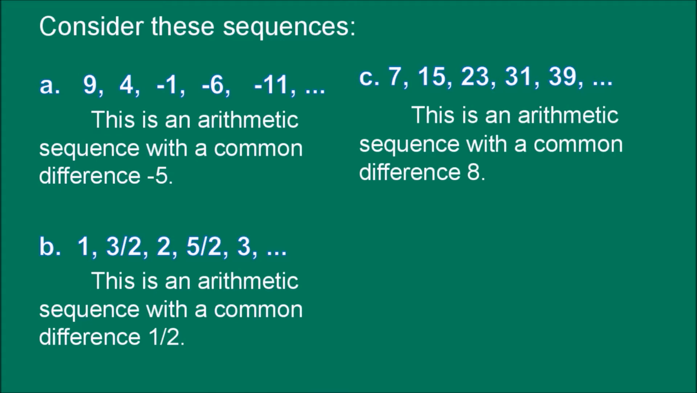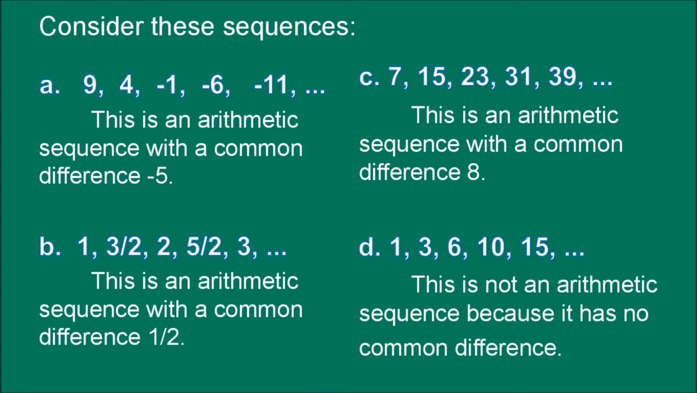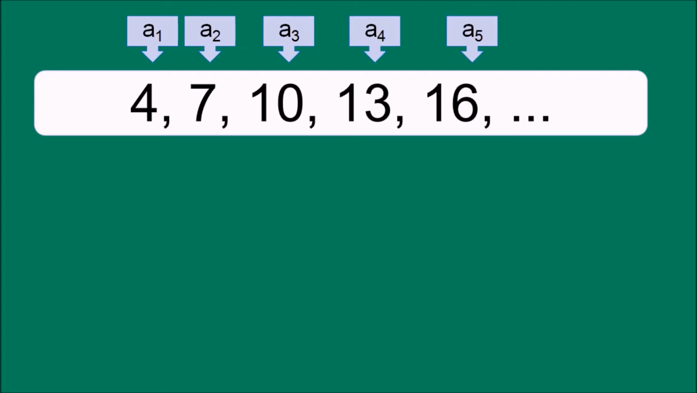And sequence D: 1, 3, 6, 10, 15 is not an arithmetic sequence because it has no common difference. Let's go back to the first example: 4, 7, 10, 13, 16. In this sequence, 4 denotes a sub 1, 7 denotes a sub 2, 10 denotes a sub 3, 13 denotes a sub 4, and 16 denotes a sub 5.